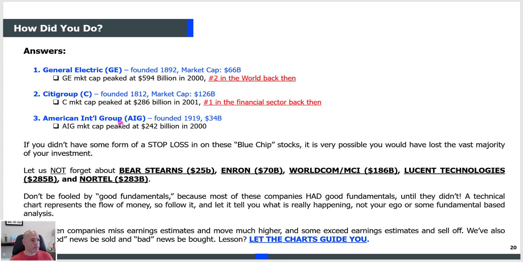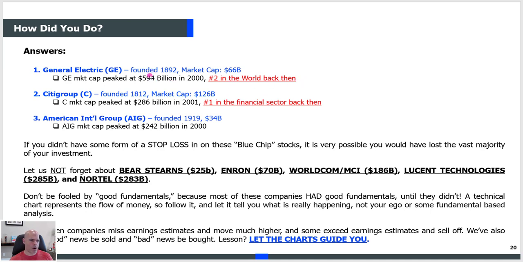There they are. General Electric, Citigroup, and AIG. Guys, General Electric in 2000 was the number two company on the planet, in the world. That means it's today's Apple. It's today's Microsoft. And now it's worth what? 10% of what it was worth back then? To the point where they're likely at some point in the future going to liquidate the company. Bank on it. They might keep one small division of the company. They're slowly selling it off.